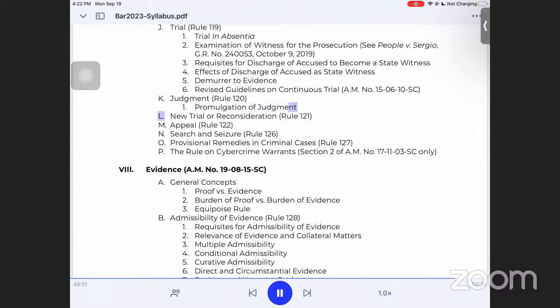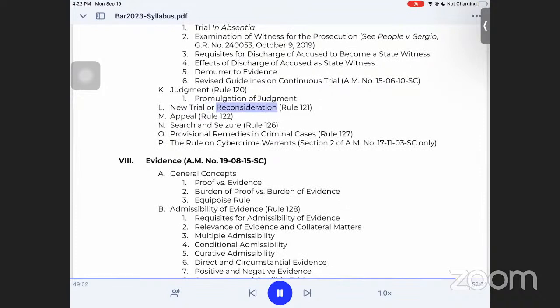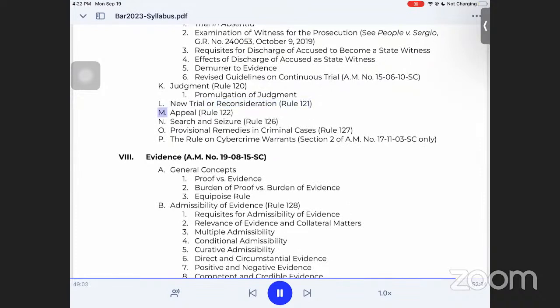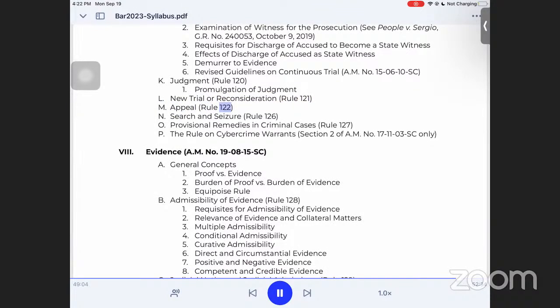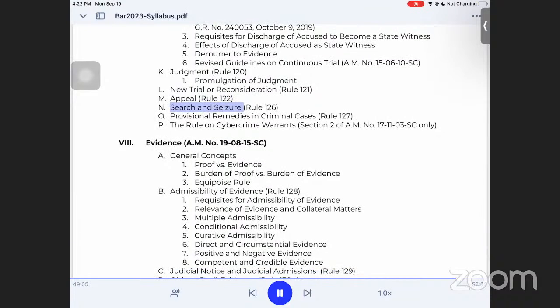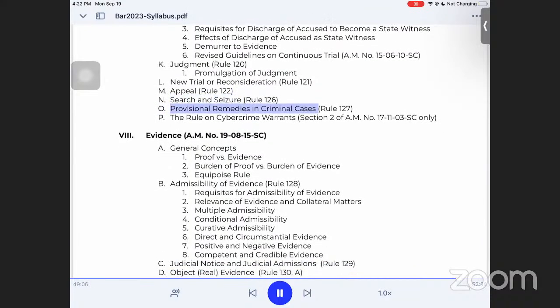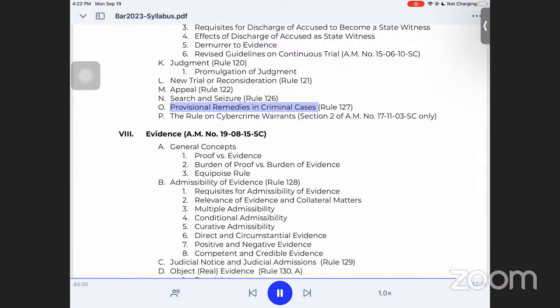Promulgation of judgment. L. New trial or reconsideration, Rule 121. M. Appeal, Rule 122. N. Search and seizure, Rule 126. O. Provisional remedies in criminal cases, Rule 127.